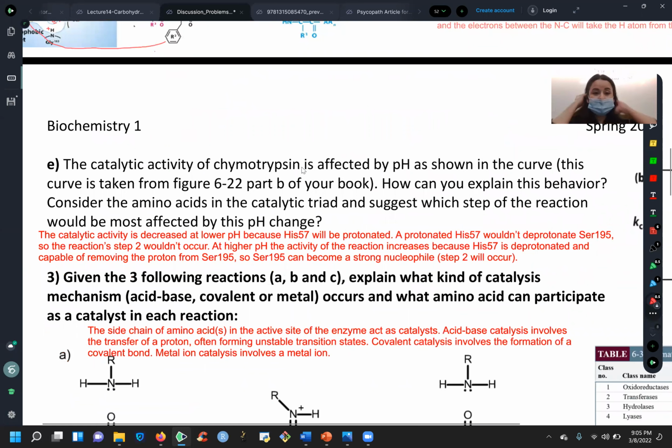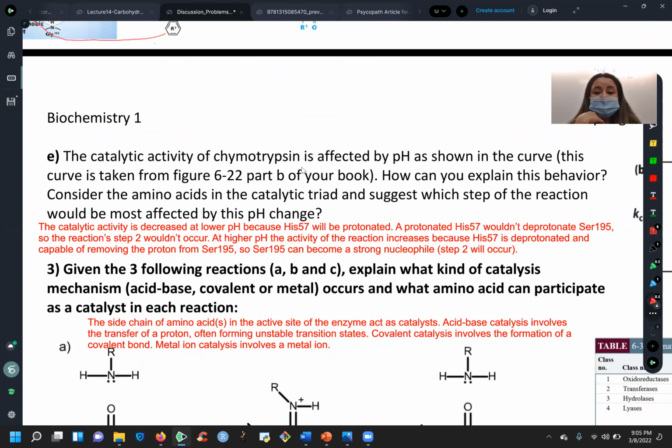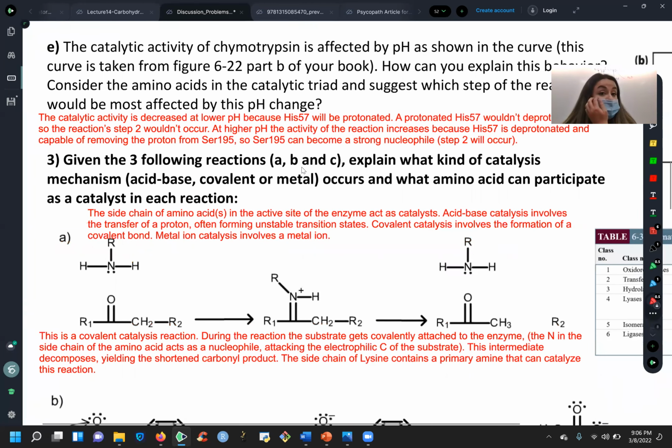The catalytic activity of chymotrypsin is affected by pH, as shown in the curve. This curve is taken from figure 6-22 part B of your book. How can you explain this behavior? Consider the amino acids in the catalytic triad and suggest which step of the reaction would be most affected by this pH change. Here I ran out of time because I was uploading the videos, so I just copied and pasted the keys that she gave you. What you're going to be seeing on Friday, that's what these are, and I'm just going to read and walk you through.